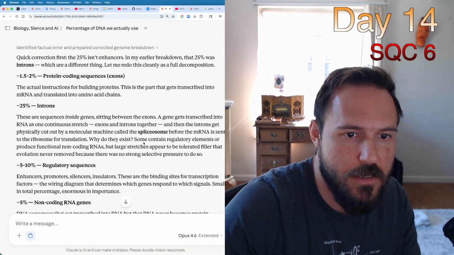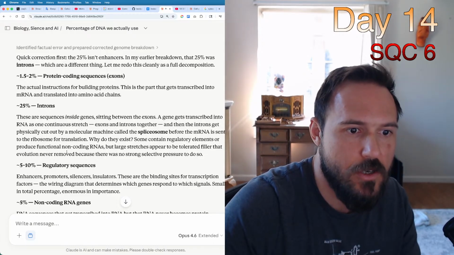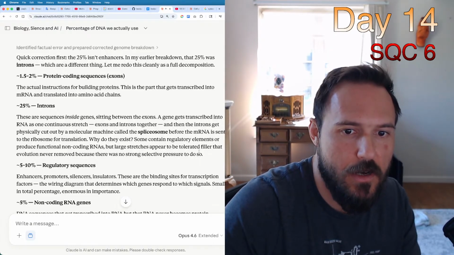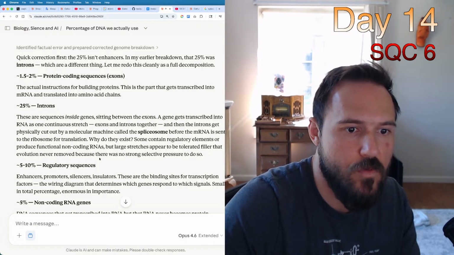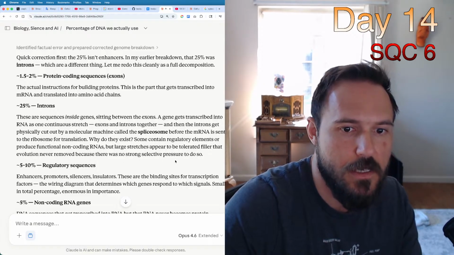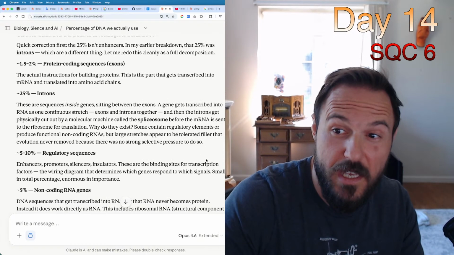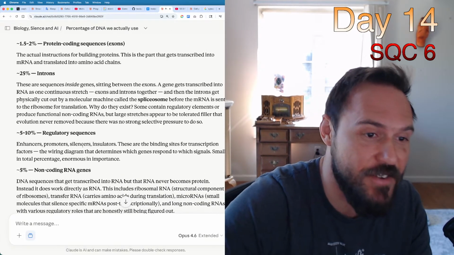Why do they exist? Some contain regulatory elements or produce functional non-coding RNA, but larger stretches appear to be tolerated filler that evolution never removed because there was no strong selective pressure to do so. What? I think we're going deeper.